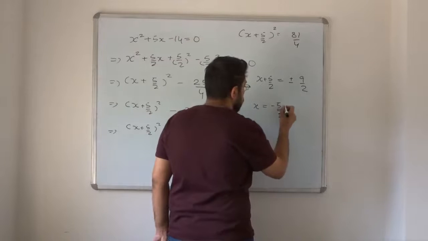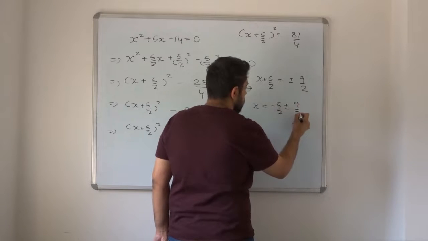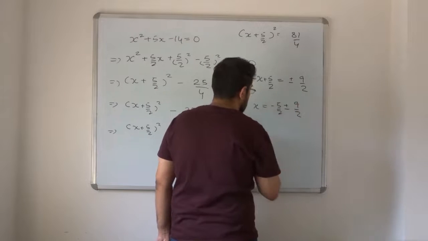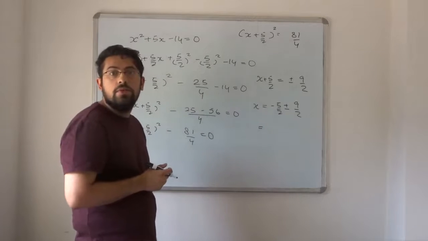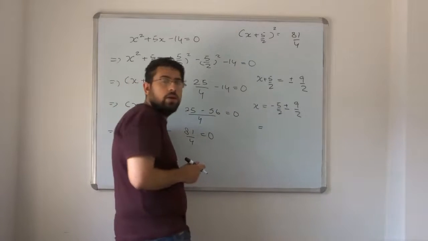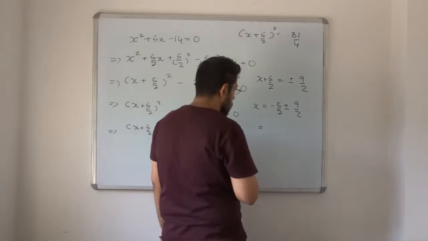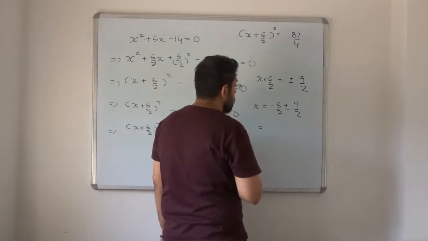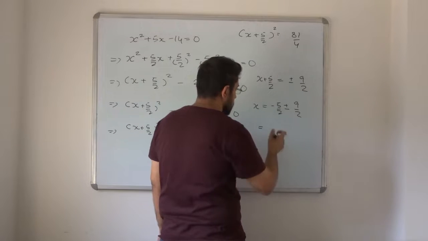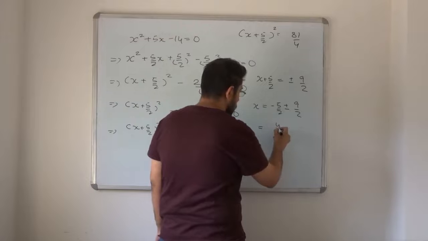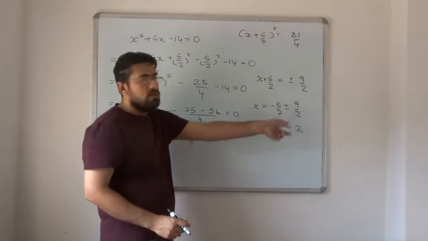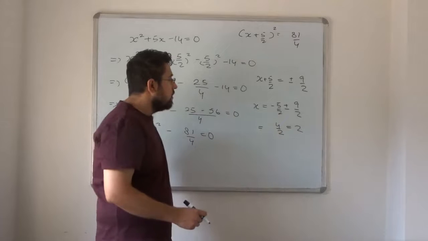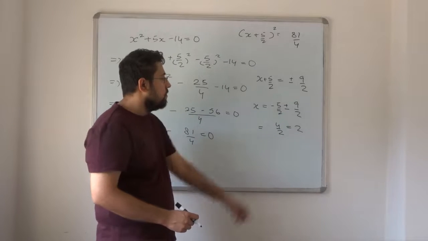Negative 5 upon 2 plus minus 9 by 2. Okay? So now when you have plus minus 9 by 2, what exactly will you do? Obviously you have 4 divided by 2, because you have negative 5 plus 9, which gives you 4, and then 4 divided by 2 is 2.